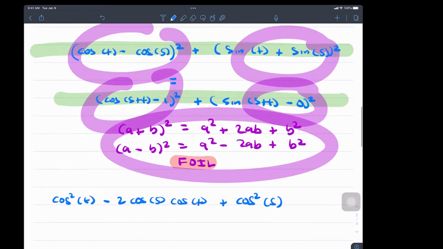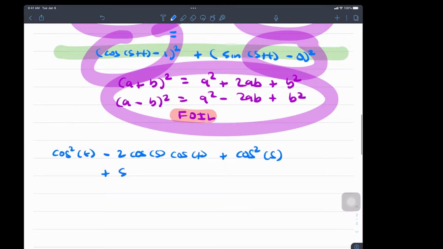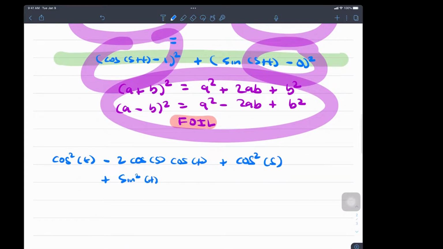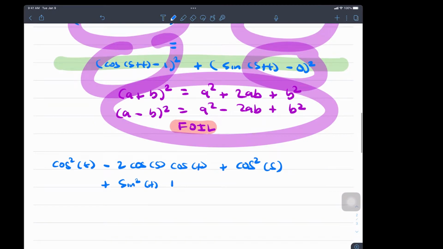And then we're going to do that for the sine now. So this will be plus sine squared what, t? Okay. Plus 2 sine s sine t plus sine squared t.